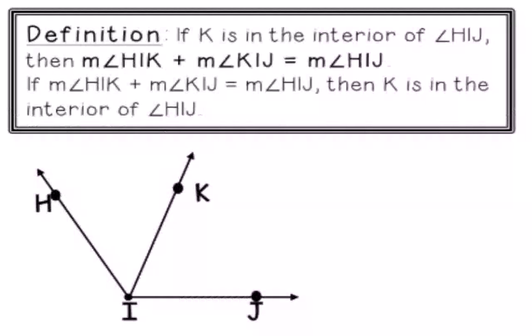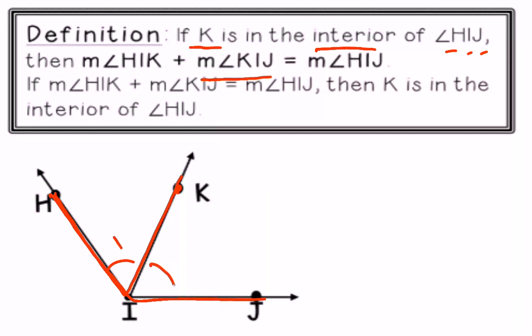So these are really similar to the segment addition postulate and the segment bisector. Same idea, we're just talking about angles. So if K is on the interior of angle HIJ, and you'll notice that K is in the middle, then angle HIK, we'll just call that angle 1, plus angle KIJ, we'll call that angle 2, is equal to the measure of HIJ, the whole thing, and we'll call that 3. So there's two ways that we can write that.